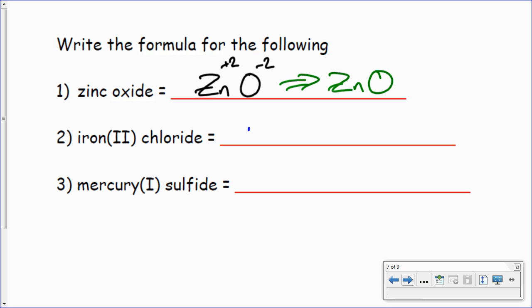Working this way, we've got iron, Roman numeral 2, chloride. Iron, well, that's Fe. The Roman numeral 2 tells you that it's a plus 2, and the chloride, Cl, is always going to be a negative 1. So now we have to figure out what combination of iron and chlorine here is going to make a neutral compound. Well, if I've got a plus 2 on my iron and a negative 1 on my chlorine, I bet you I need Fe and 2 Cls to make a neutral compound.